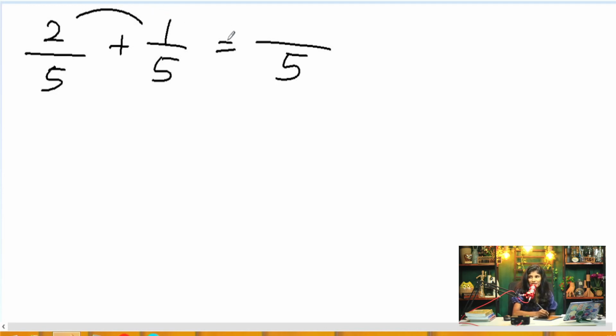So 2 plus 1 is 3. That's it. Keep in mind, you don't add the denominators together. If the denominators are the same, you just add the numerators only.